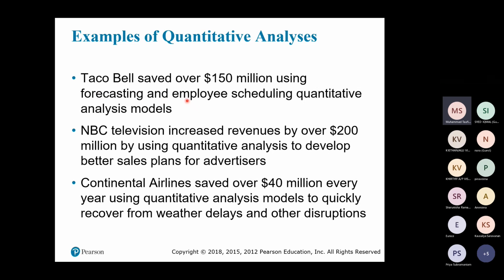They also use the analysis to schedule their employees, and from there they are able to save $150 million from their cost. So you can see it's a very big cost saving technique. The second example: NBC television increased revenue by over $200 million using quantitative analysis to develop a better sales plan for advertisers.